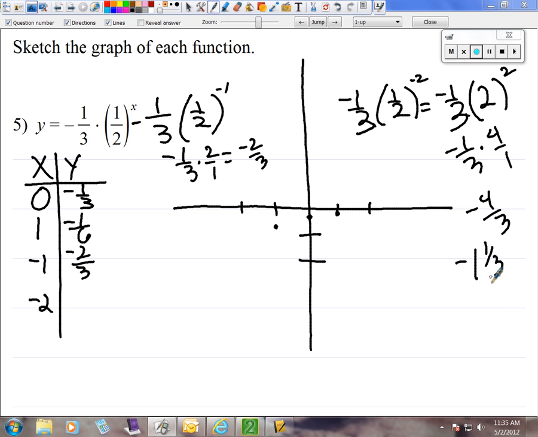So at negative 2, we go down 1 and 1/3, which is right about there, and you can start seeing the line starting to curve down. So it's going to look something like this. As we sketch it, it approaches but never touches the x-axis. And if you keep going out, it goes down faster and faster. Pretty soon it looks like it's going straight down, but it's not. It's still curving. It's always curving.